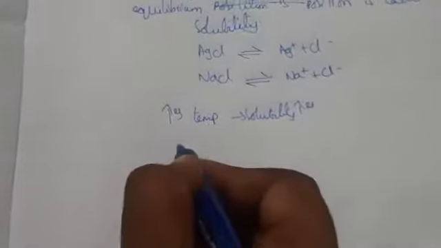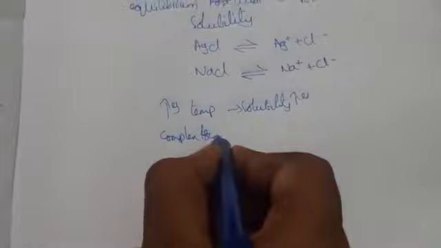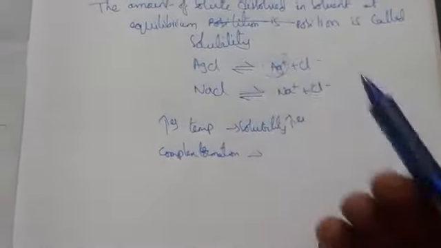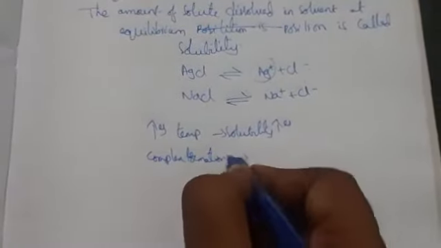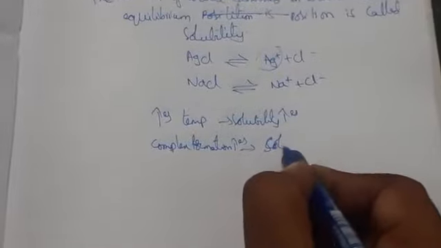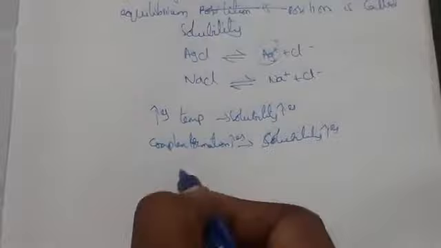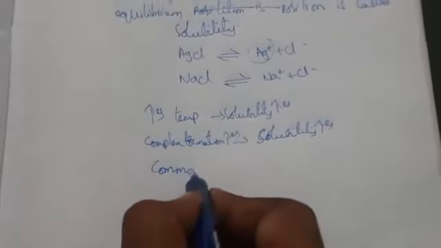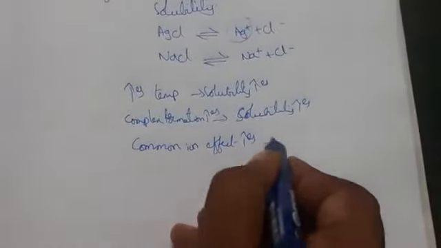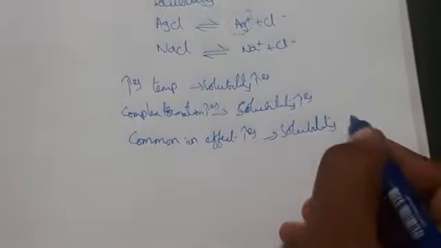And also complex formation. So what is complex formation? Ag plus is going to form a complex, so when it increases, the complex solubility also increases. And if you take the common ion effect, if the common ion effect increases, what happens? Here solubility decreases. So why does the solubility decrease in the common ion effect?